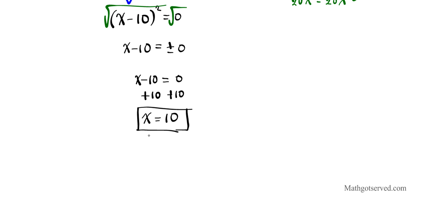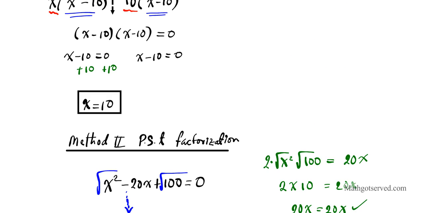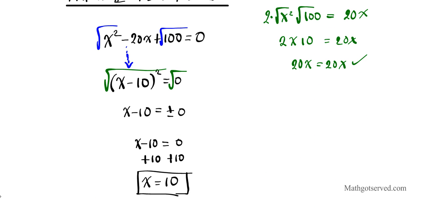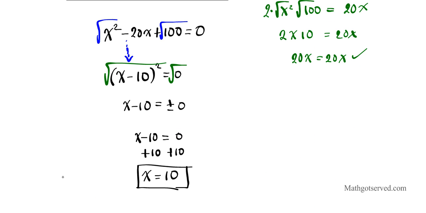All right. Now let's go ahead and take a look at the next problem. Well, let's circle our answer for number 1. Our answer for number 1 is C. We got 10 in both methods. You can see that method 2 is much quicker.